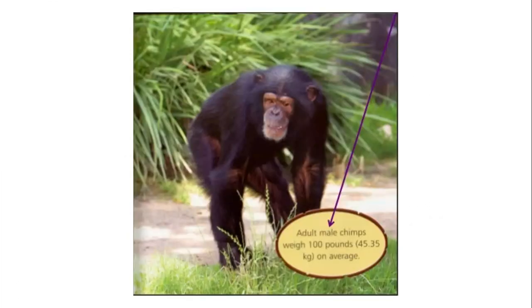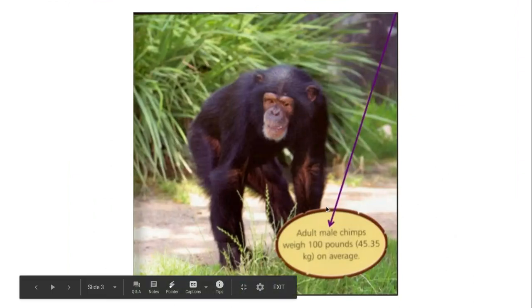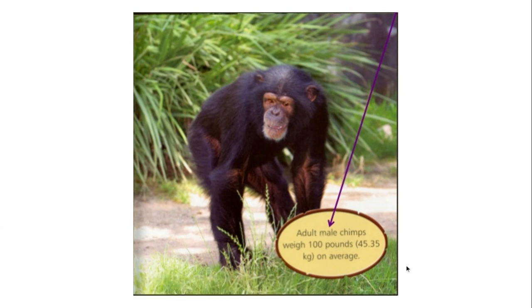So sometimes captions can be on top of pictures, like you can see here. This one, we see a picture of a chimp, and then the caption is what has this arrow going towards it, and it says adult male chimps weigh 100 pounds on average. So it's just a little more information. Sometimes it's a fun fact. Just gives you more information about what's going on in that illustration or in that picture.